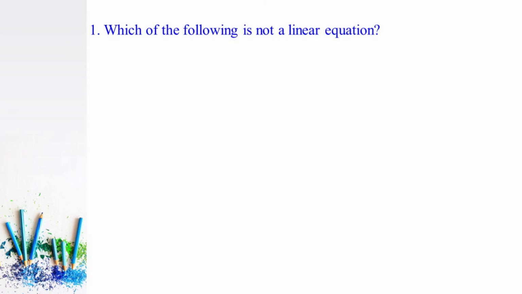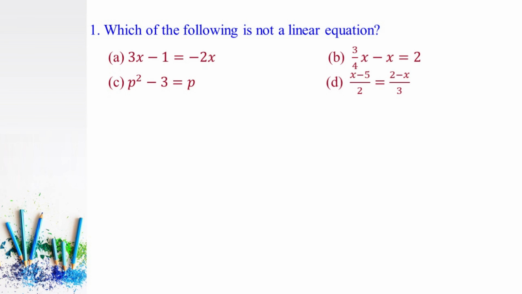First question. Which of the following is not a linear equation? Option A. 3x minus 1 equal minus 2x. Option B. 3 by 4x minus x equal 2. Option C, p square minus 3 equal p. Option D, x minus 5 divided by 2 equal 2 minus x divided by 3.